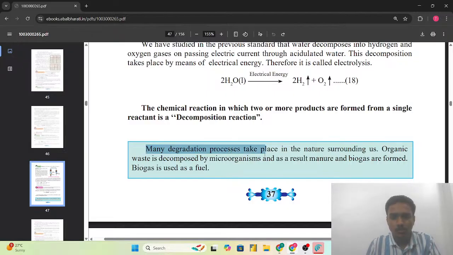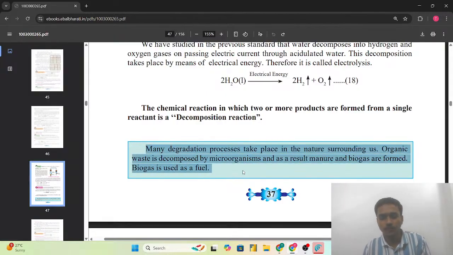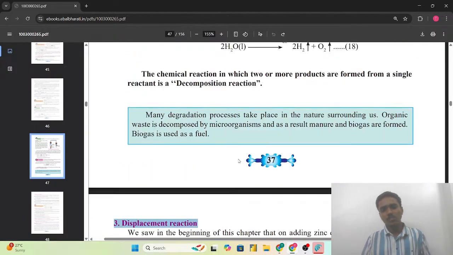So many degradation processes take place in the nature surrounding us. Organic waste is decomposed by microorganisms and the result, manure and biogas, are formed. Biogas is used as a fuel. So this is for your kind information. Later we will see in the further part about the displacement reaction and all.